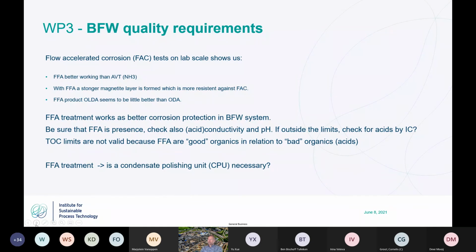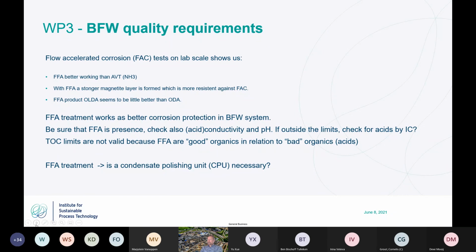What is always important when you use these products is to be sure that these film-forming amines are present in the complete system, so that you get the film continuously active. Also check the water for acid conductivity and pH. And when you are out of these limits, check for acids by ion chromatography. That is what we learned from these work processes.